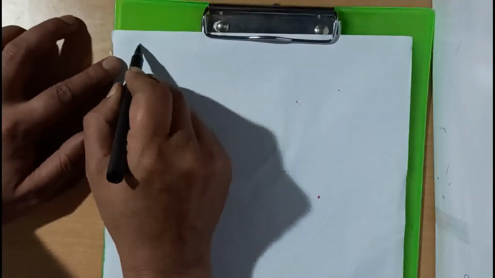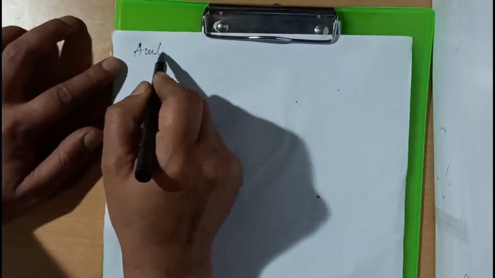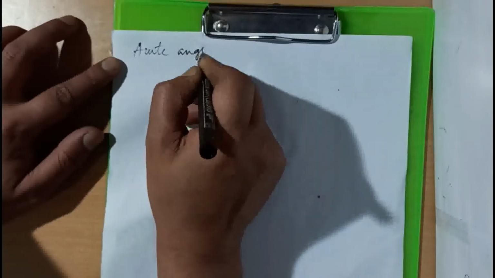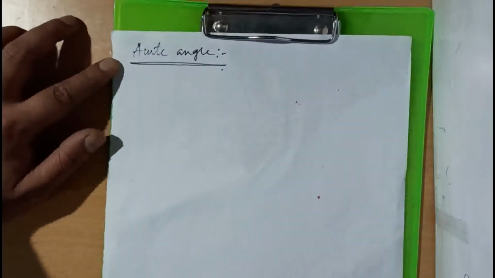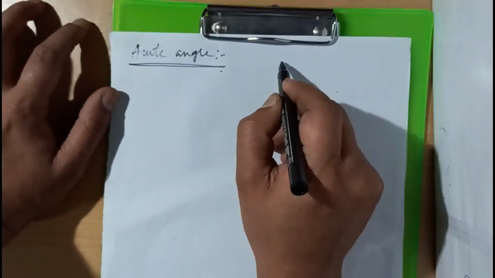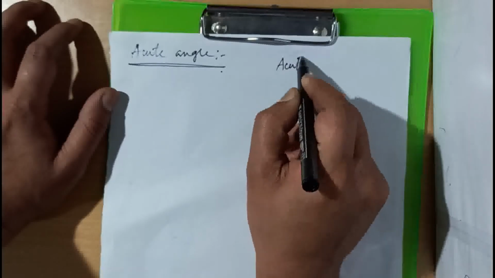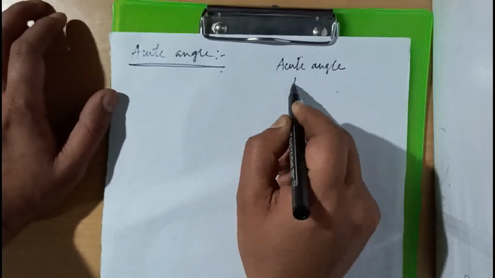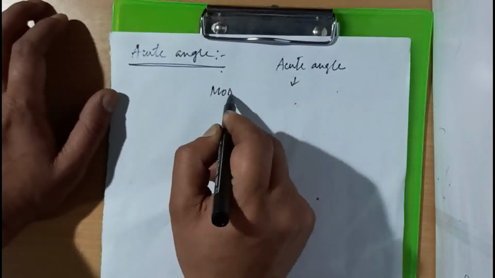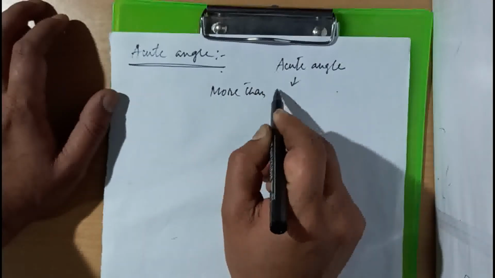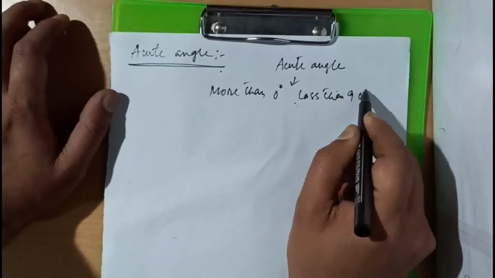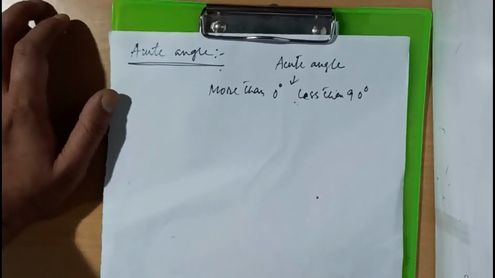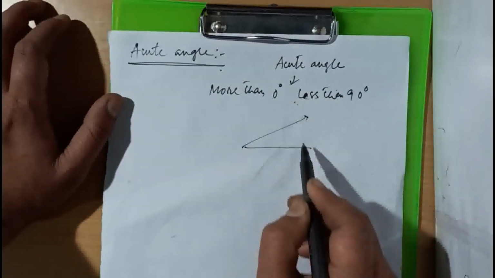So first, acute angle. Acute angle means the angle whose measurement is more than 0 degree and less than 90 degree is called an acute angle. So acute angle is more than 0 degree and less than 90 degree. This is an acute angle. So this type of figure you will get.